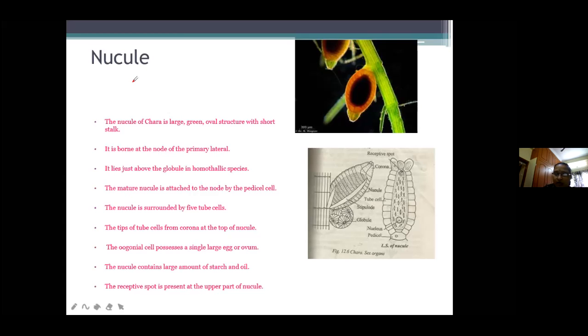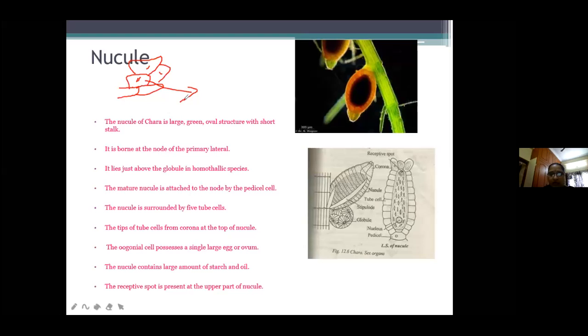See here, this is the Chara primary nucleus, the initial cells form 3 cell-like structures like this. How many cells are formed? 3 cells. In this row of 3 cells, the basal cell does not divide. Here also, this is the basal cell. These basal cells do not divide further and form a pedicel.